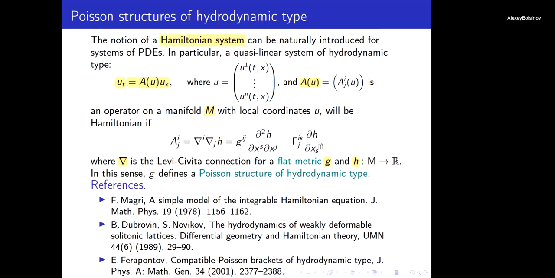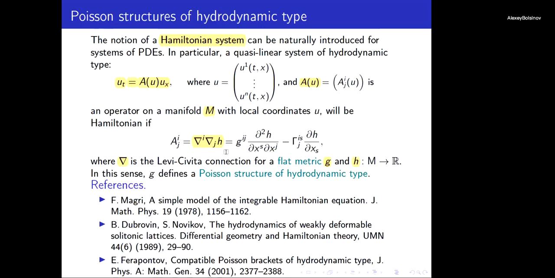For this reason, this system satisfies many important properties, and it becomes especially interesting if this system is not just Hamiltonian but bi-Hamiltonian. With respect to what? It means that you can write this operator A of U in two different ways. You can derive it in this form, but with respect to two different flat metrics, G1 and G2.